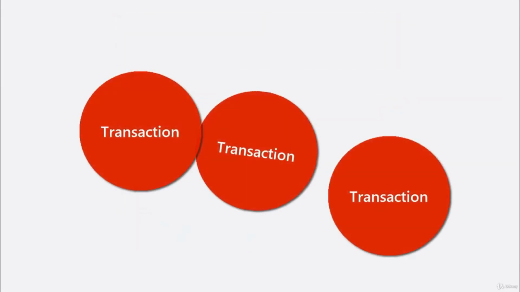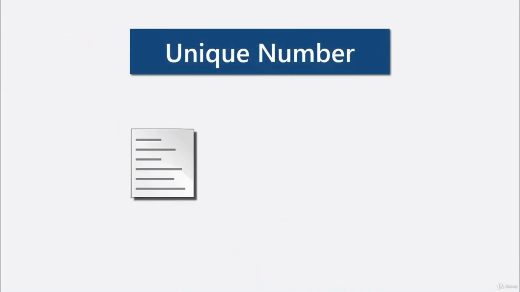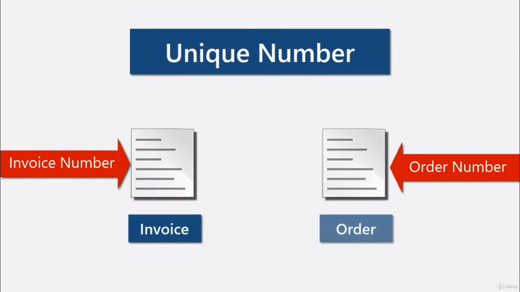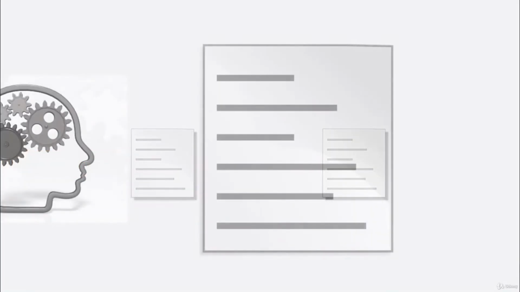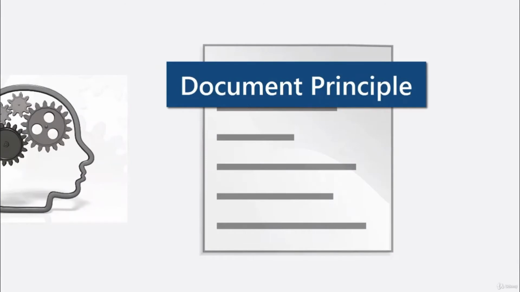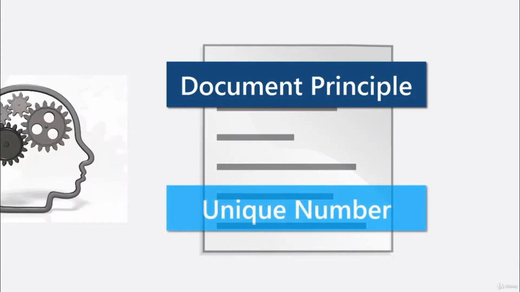Business operations executed via transactions are saved as documents under a unique number. An invoice has an invoice number, an order number, and so on. Based on this number, each document can be called and the operation therefore verified. At this moment, you understand the document principle and that every document has a unique number. Let's move on to the structure of a document.